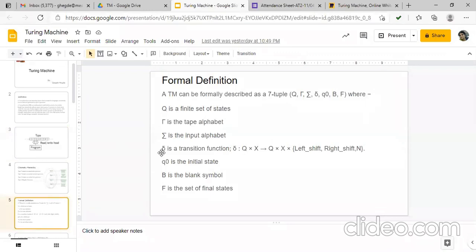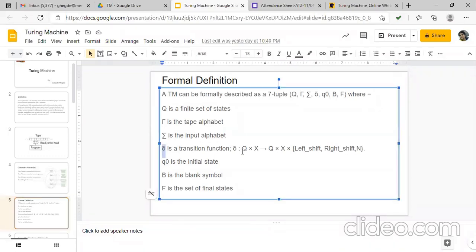Okay, and then finally we have delta. How to represent delta? We'll see with the example. So we should have the state, and then the input, which gives you a state. What symbol are you representing for the input? That symbol, summation, should come here.